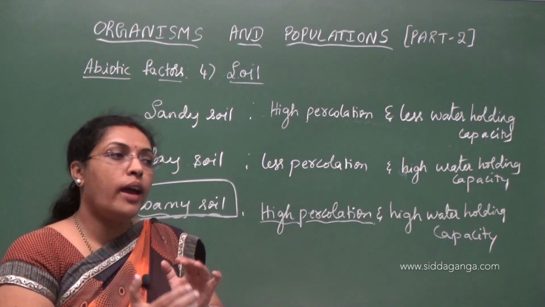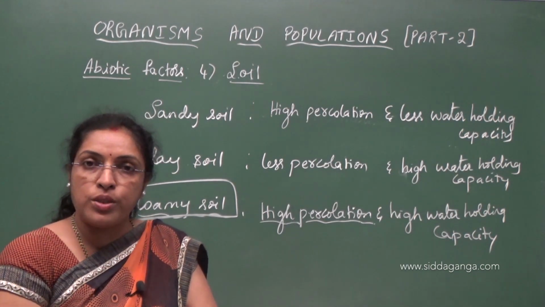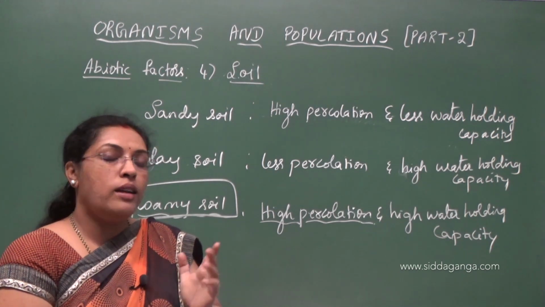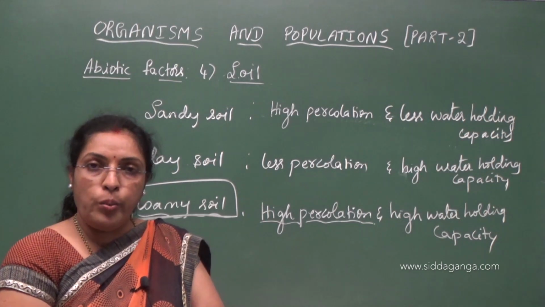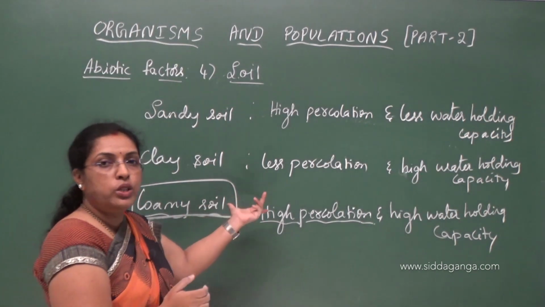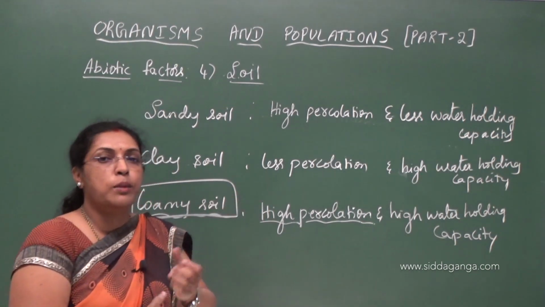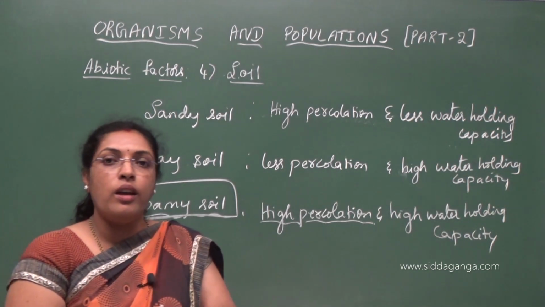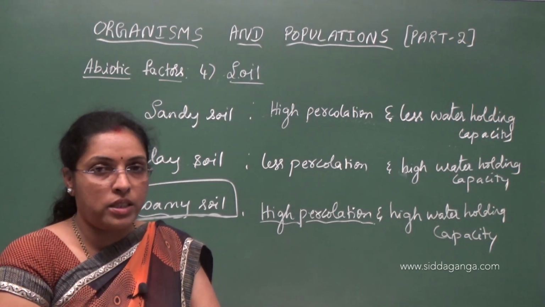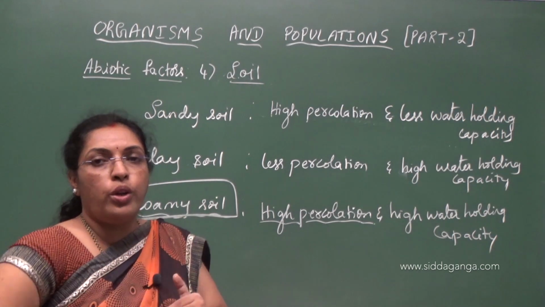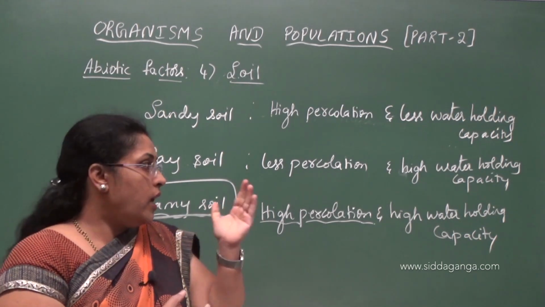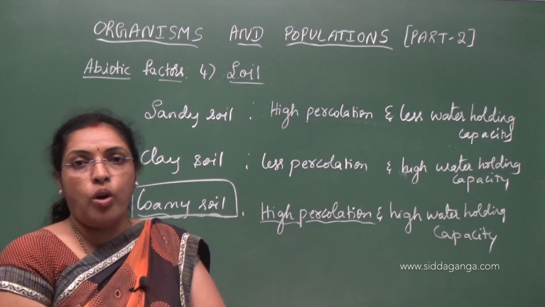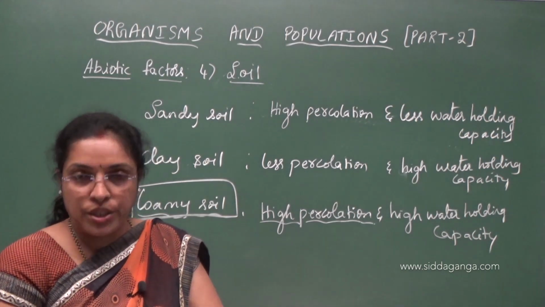And coming to the soil, soil is very important because it provides water, mineral salts and anchorage to the plants, and the type of vegetation mainly depends upon the soil. There are 3 types of soil: sandy soil, clay soil and loamy soil. In this, loamy soil is very important because it provides high percolation and high water holding capacity. Like this, you have to explain each one separately in your exams, and the salt concentration in water is very important for your competitive exam.